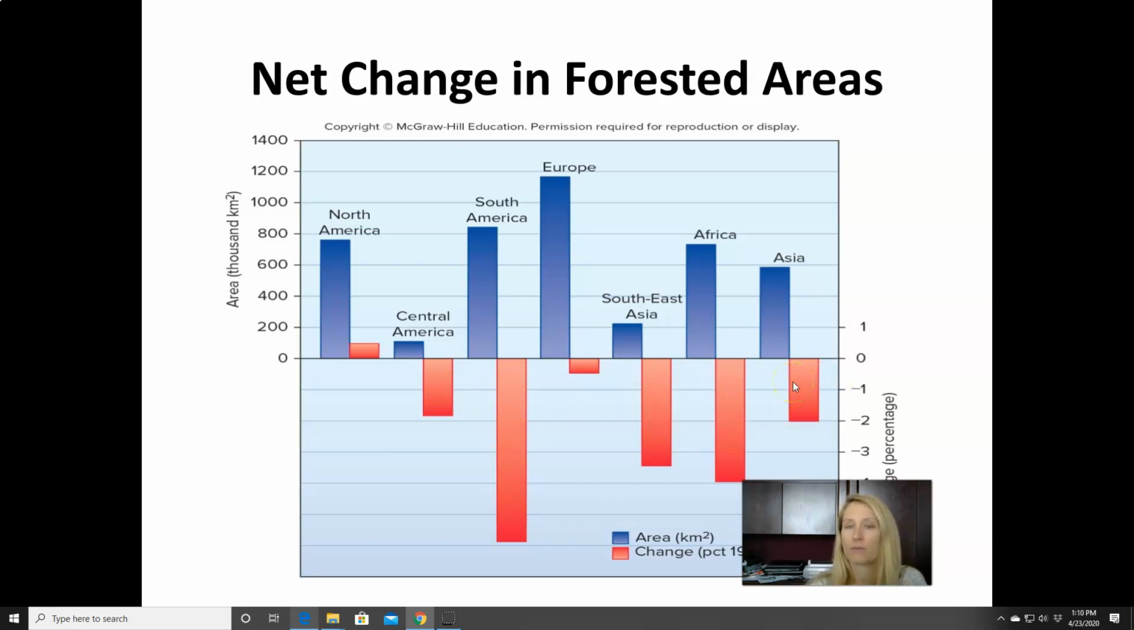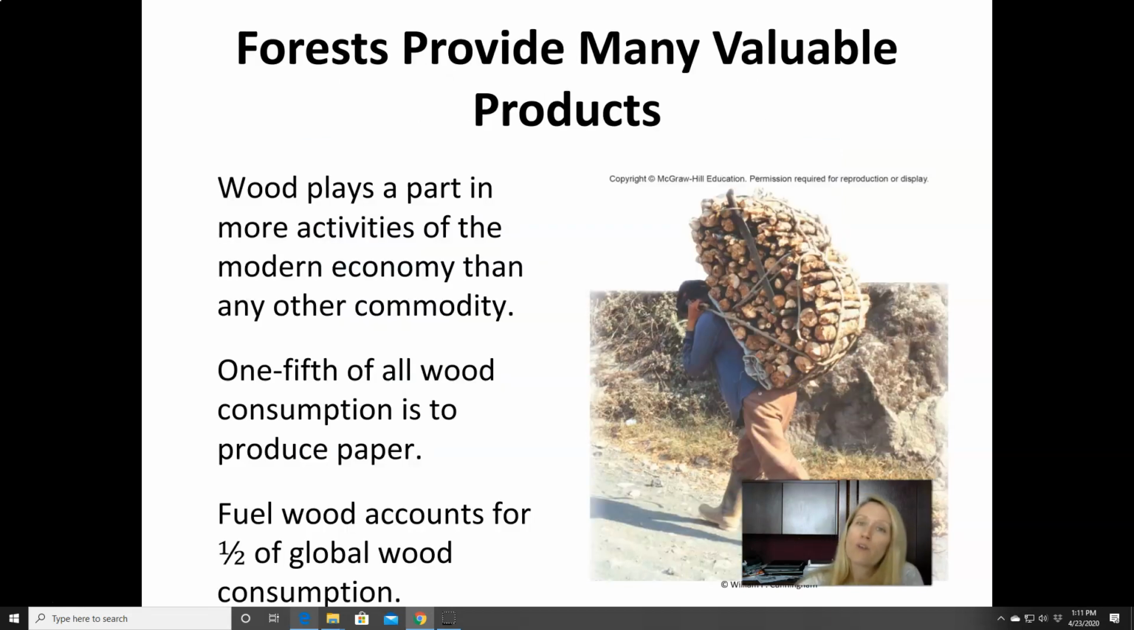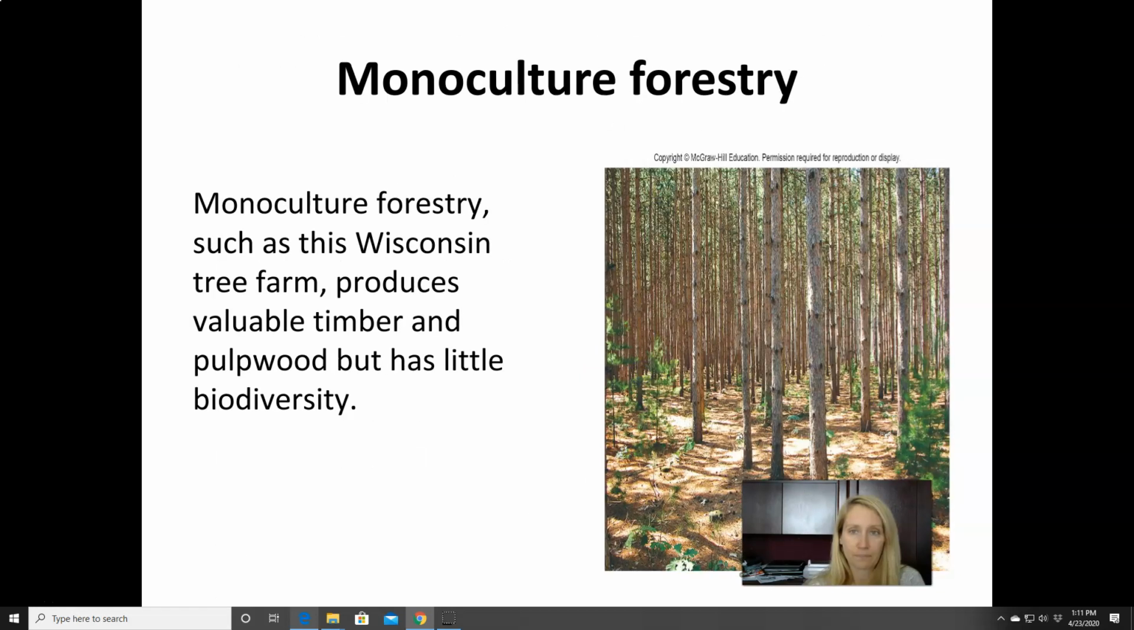And again, it's because of those different pressures that we see, because of all the valuable products that we find in the forest. So we need wood to build homes, we need wood to make all of our paper and paperboard. So fuel wood accounts for half of global wood consumption. That's just the wood that people need to burn in their homes to heat their homes or to make cooking fires. So it's not just consumer products and things that have value to us as highly developed countries, but it also has a huge value to those slowly developed and underdeveloped countries where they actually need that wood for a subsistence basis just to heat their homes and survive.